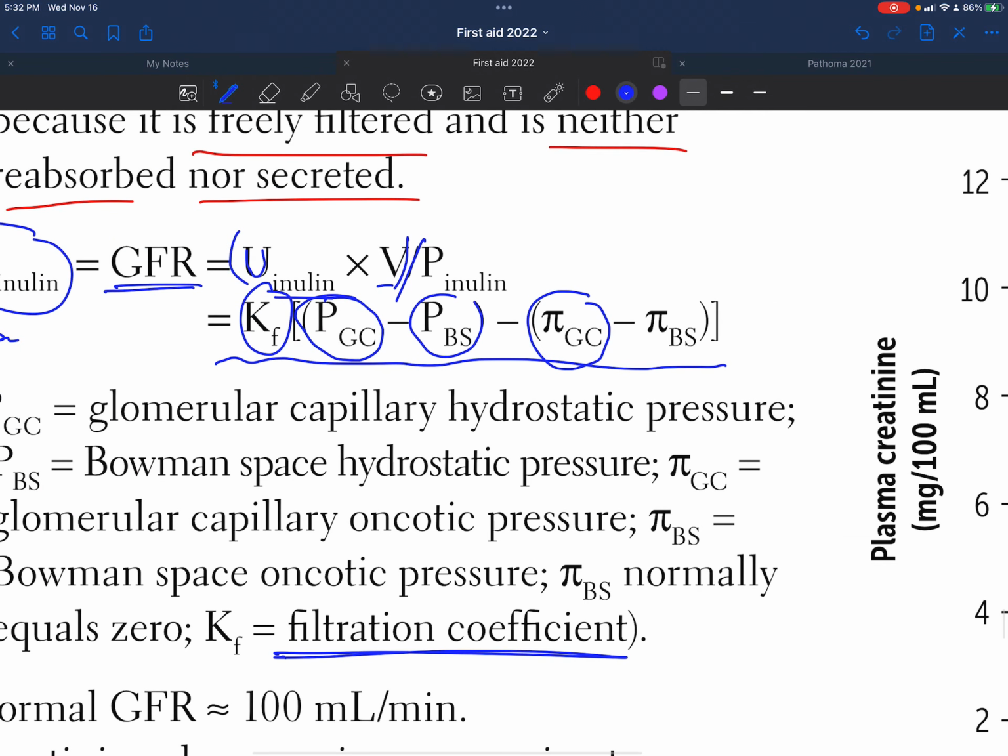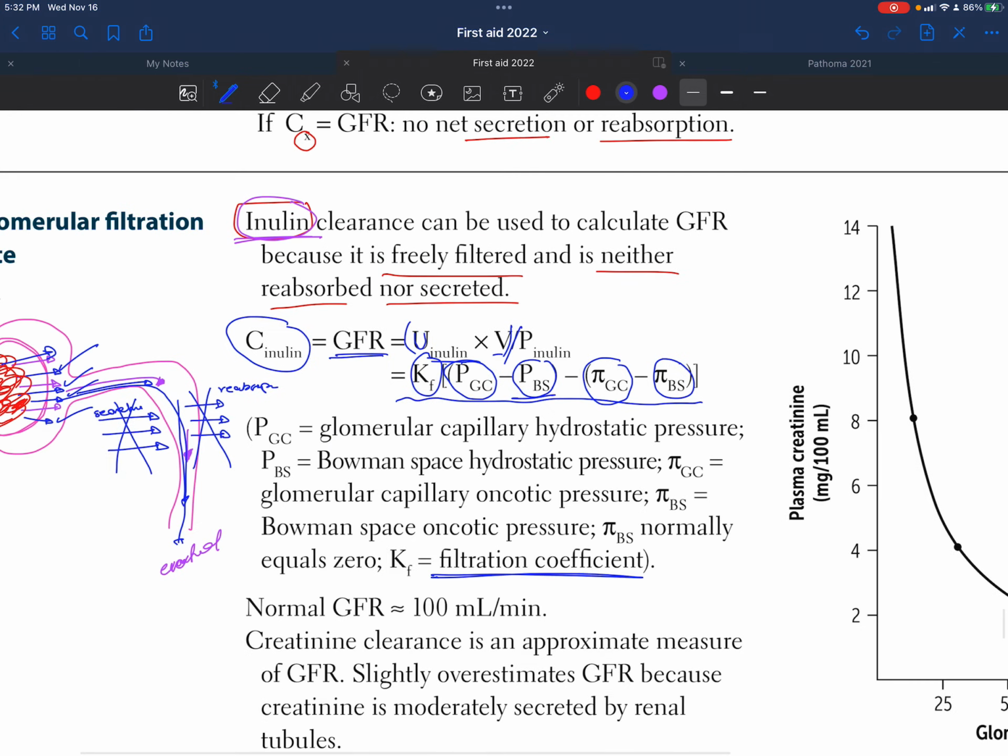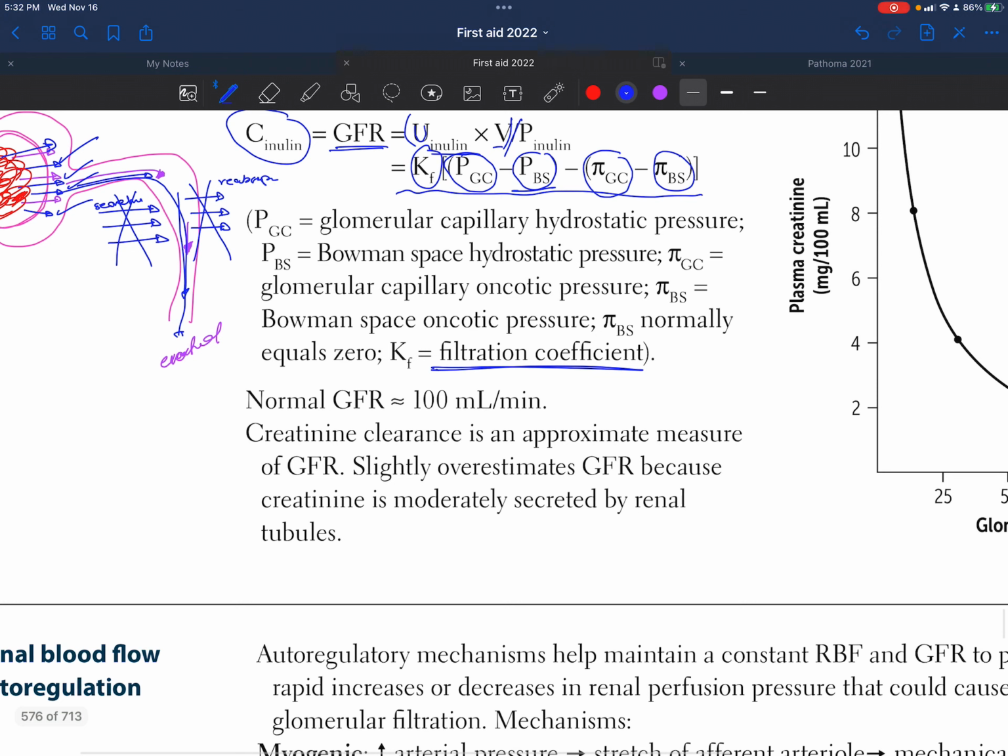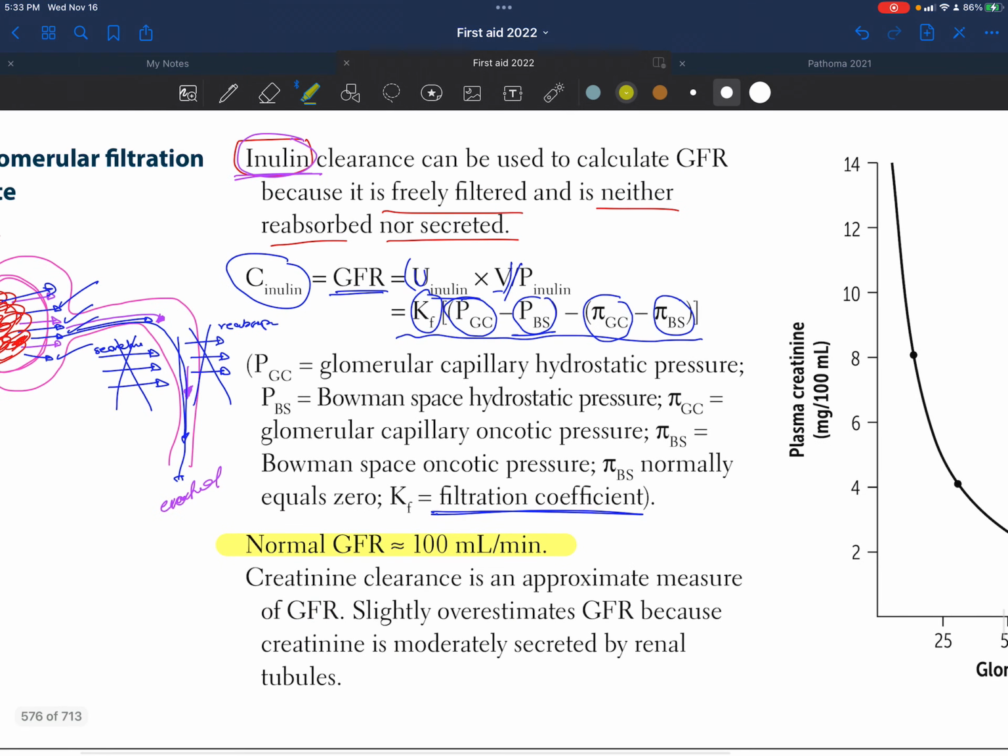The same thing applies to the Bowman space. It has the hydrostatic pressure that pushes things to the outside of the Bowman space, and then there's the pressure that pulls things to the inside of the Bowman space. So for a normal individual, we have measured the GFR, and it's nearly 100 milliliters per minute. We said that inulin gives the exact amount of GFR, so we know it's an accurate estimation.